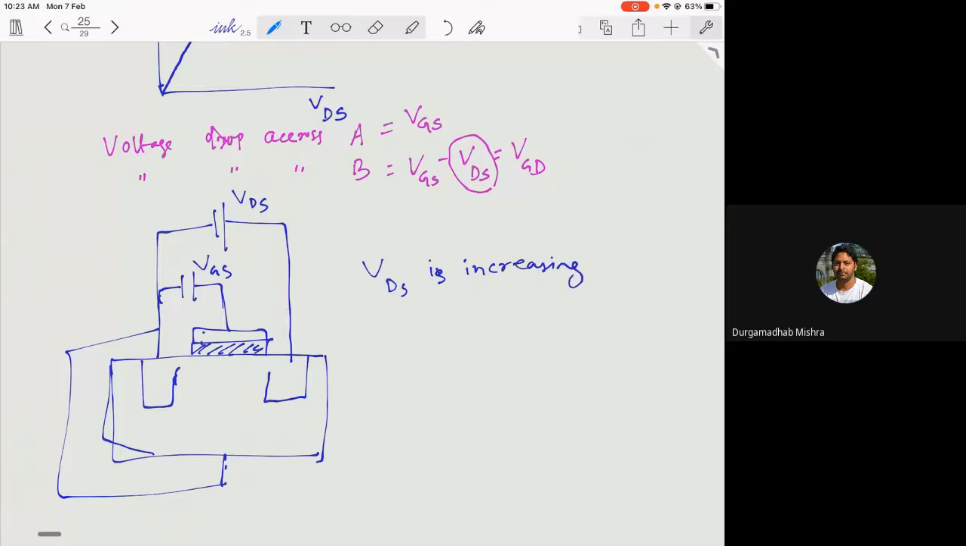The channel has been established, but if I increase VDS, the channel will remain the same on the source side. There is no change there. But on the drain side, I will have an increase in the depletion layer. The depletion width will increase, and at a certain VDS the channel will narrow down and it will actually close. So this is your depletion layer.